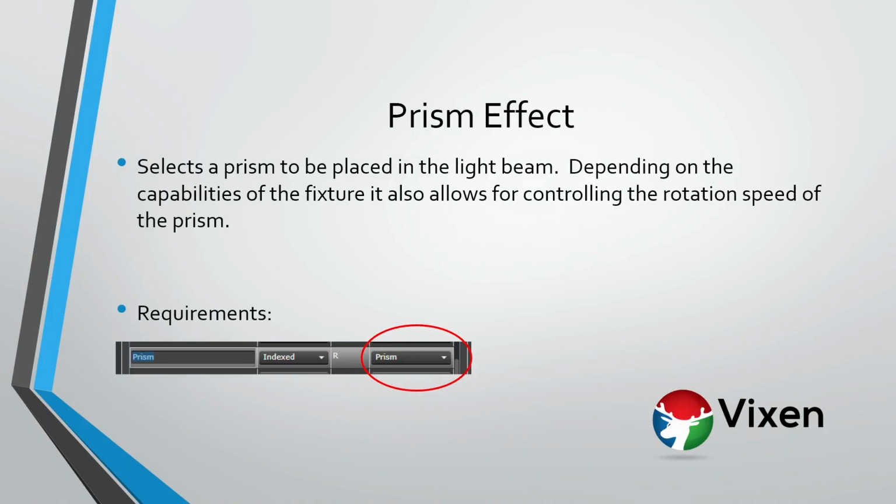The next effect we're going to look at is the Prism Effect. This effect selects a prism to be placed in the light beam. Depending on the capabilities of the fixture, it also allows for controlling rotation speed of the prism. This effect requires an indexed function with a prism tag.